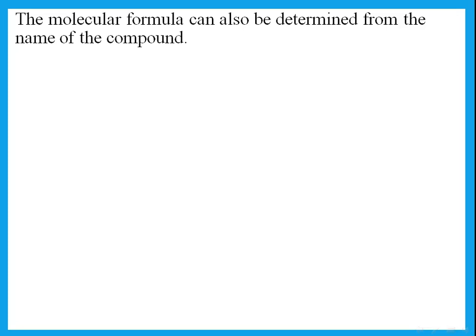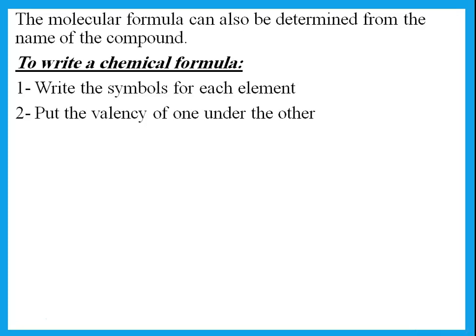Now the molecular formula in most cases has to be determined from the name of the compound. So if he gives me the name and tells me to write a chemical formula, then the first thing I should do is write the symbols of each element. Now put the valency of one under the other. And the question now is, what do we mean by valency?